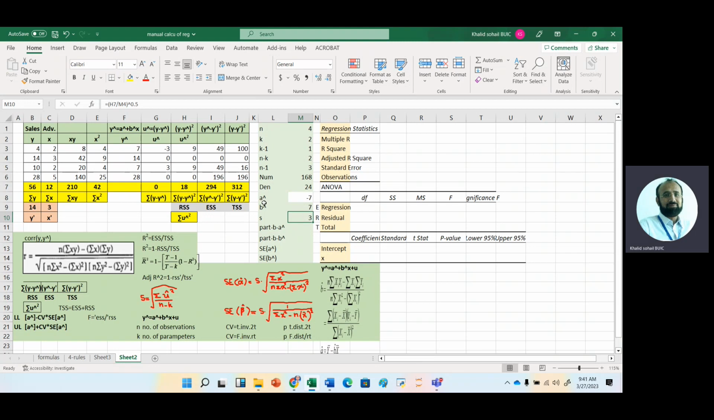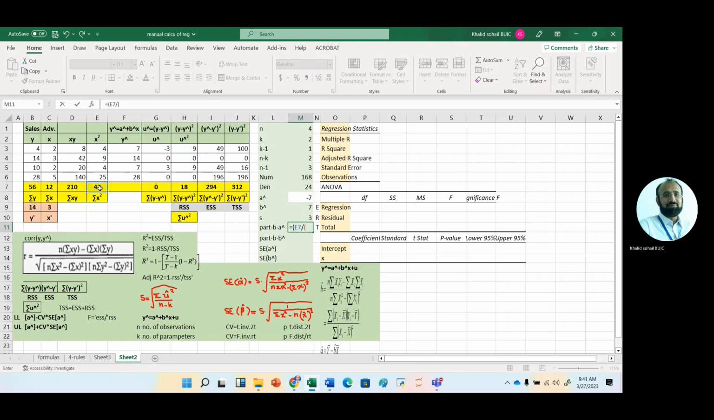Now to get the standard error of alpha and standard error of beta, we use this one. We had already calculated S. Now we need this second part, and again for the standard error of beta, we also need this second part. So we calculate part B. This is summation x square, and we will have to take it under root as well. So summation x square, here we have this one, 42, divided by 4 multiplied by summation x square.